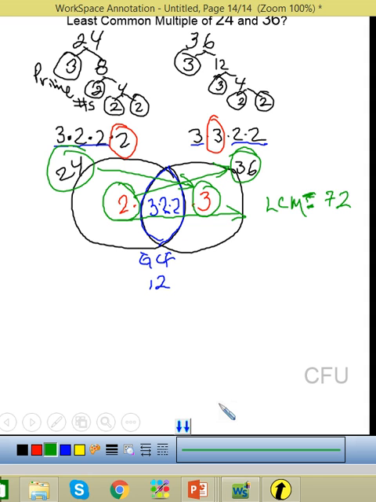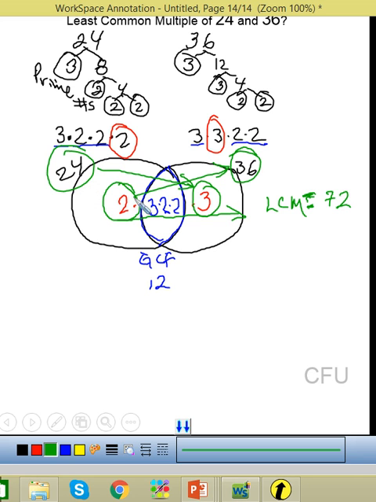So that's another way of finding the LCM. Make sure you keep note of that. Everybody got it? If you don't want to multiply all this straight, like 2 times 3 times 2 times 2 times 3, then use the shortcut. Does everybody see the shortcut?